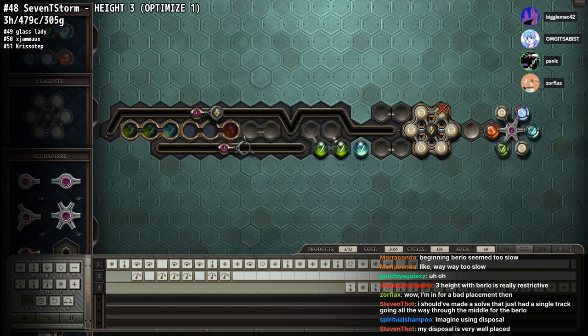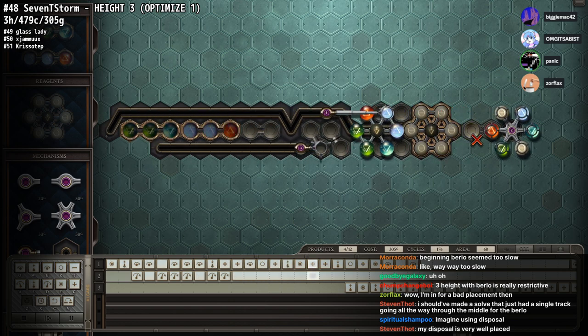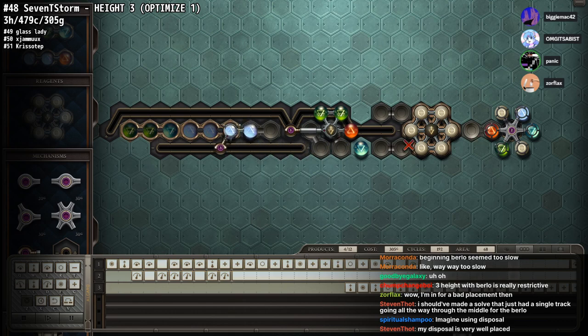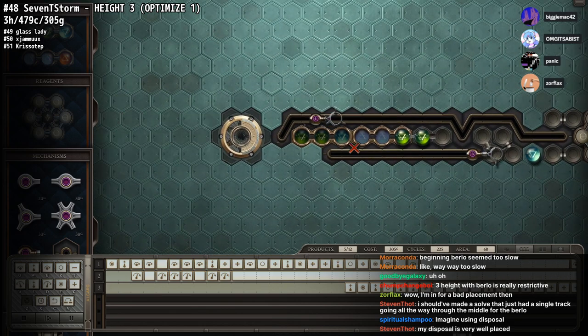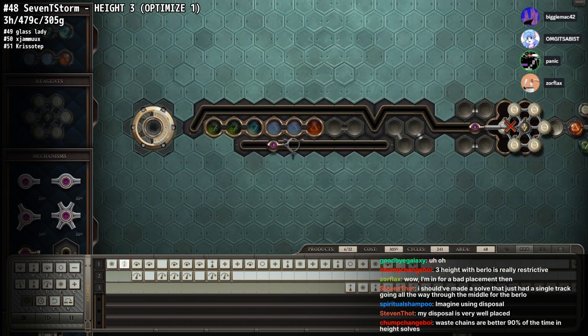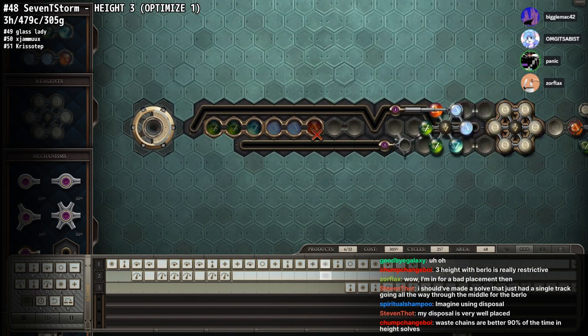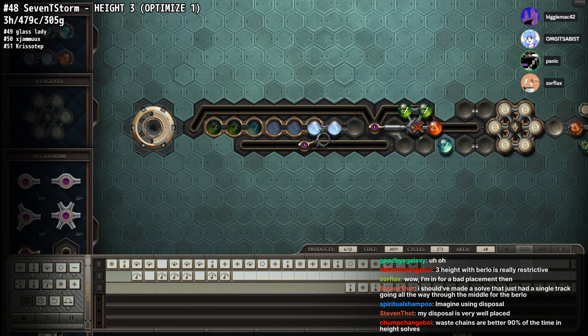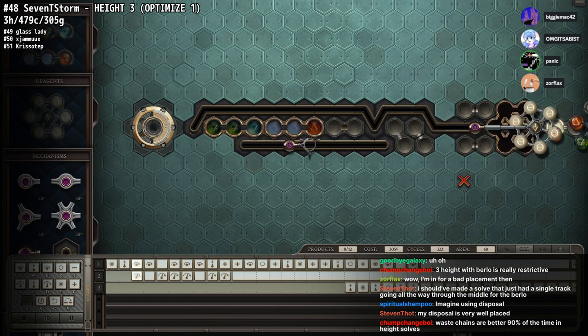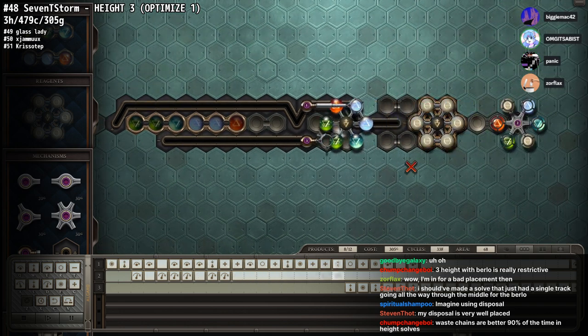So this one is doing kind of the same thing as Glass Lady Solve, duplicating onto the whole ring at once, and then debonding it, just in a layout that works in 3 height. And it's bringing this central atom all the way over to the disposal here. So yeah, I guess with fewer arms it's easier to route things around and not have to worry about so much collision.